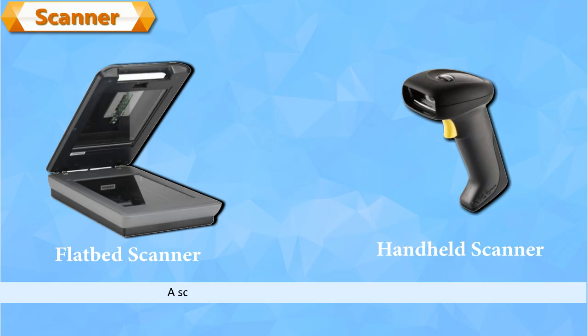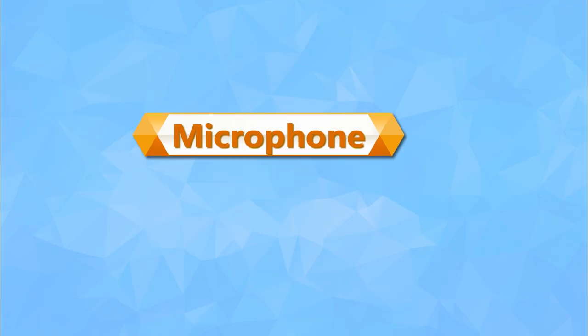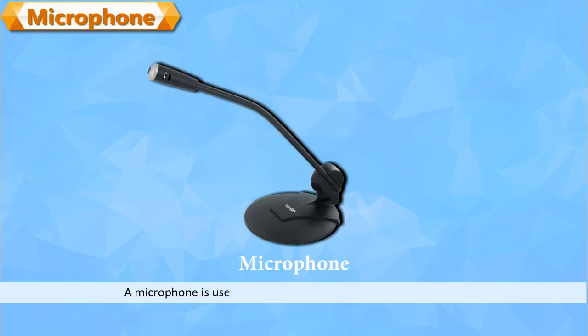Scanner. A scanner is used to input directly from a page. It reads text or pictures from the page and displays them on the monitor. There are many types of scanners. The most commonly used are flatbed scanners and handheld scanners. Microphone. A microphone is used to record voice or music into a computer.